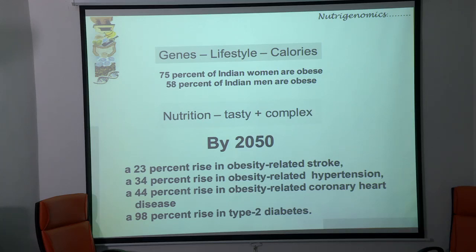Nutrition was mainly based on what you find more tasty, and as a result, because you were so empowered by that taste, the complexity increased, the processing increased, the innovation in the kind of food that you eat increased. And it resulted in more than 75% of the women turning out to be obese and 58% of the men very close to obesity, with a prediction for 2050 of a 23% rise in obesity-related strokes, 34% in obesity-related hypertension, 44% in obesity-related coronary heart disease, and a very alarming prediction of a 98% rise in type 2 diabetes. This is extremely alarming for all of us.